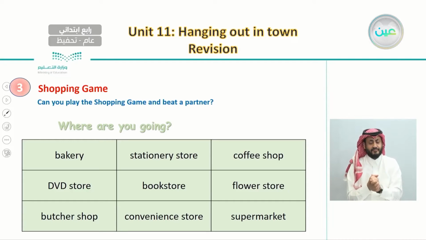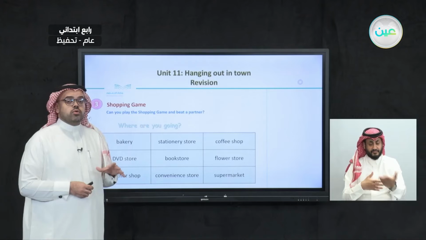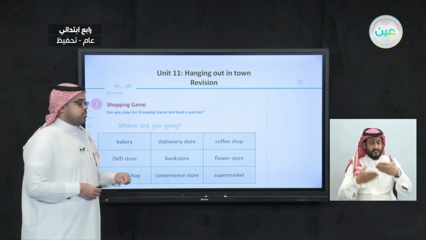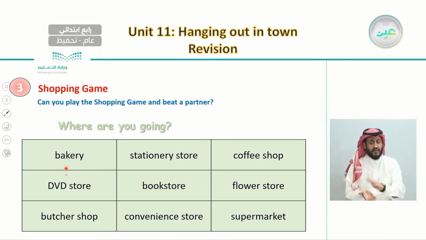As you can see here in this table, we have 9 different stores. For example, we have bakery, stationery store, coffee shop, DVD store, bookstore, flower store, butcher shop, convenience store, and supermarket.